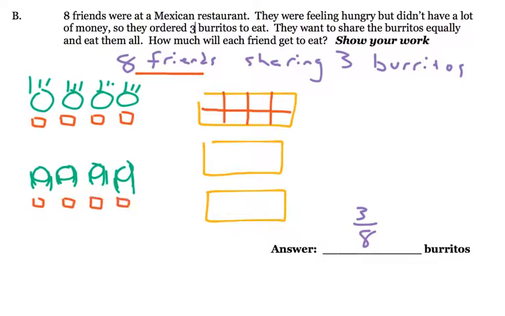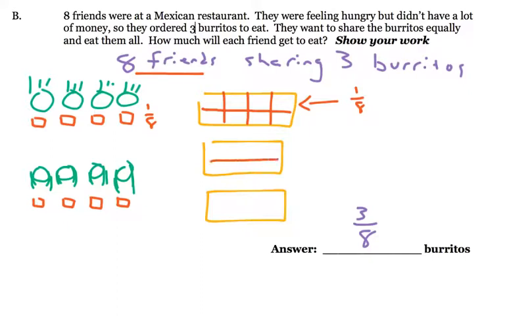And a key thing you got to remember is, how do we name these pieces? You name it by looking at what fraction of the whole each piece is. And in this case, you broke the whole burrito into 8 parts, so each one of these little pieces is an eighth. So right now, each friend has an eighth.